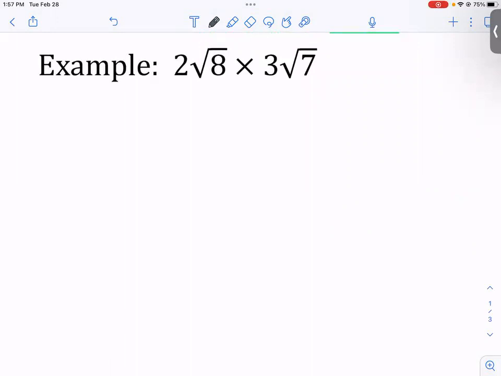Now, look at this problem right here. This one's a little different. Okay. I know how to do this. What we're going to do is if there's a number outside of the radical, those get multiplied. If there's numbers inside the radical, those get multiplied.